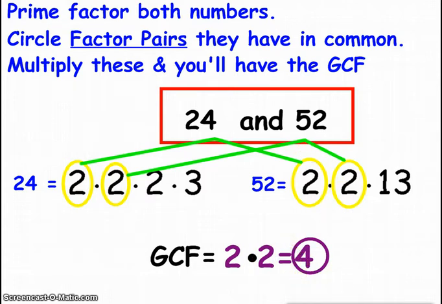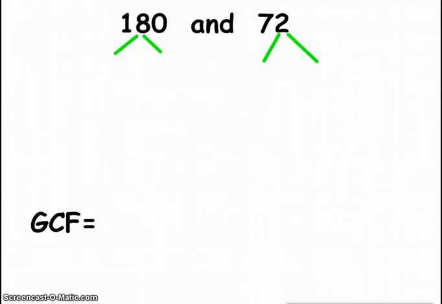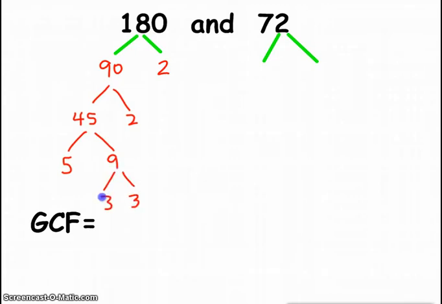So what I notice is that they both share 2 2's, so the GCF here will be 4. So let's try that with 180 and 70. You can go about this several ways, but I like to do it where I divide by 2 if it's an easy even number. So 90 times 2, and then I can break 90 down into 45 times 2. Now 45 is not even, however I can break it down into 5 times 9, and then 9 can be broken down into 3 times 3.